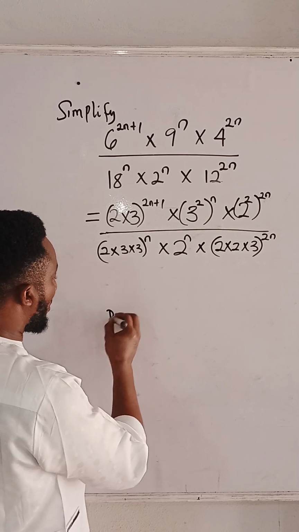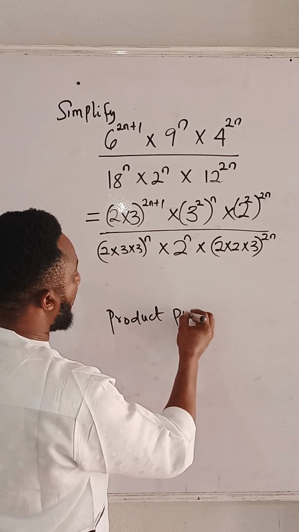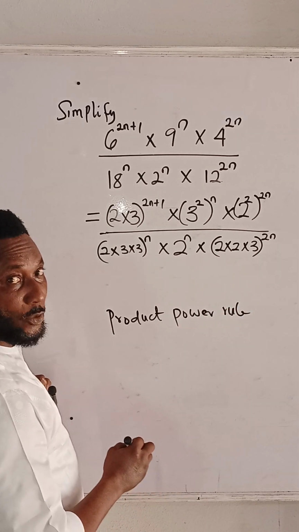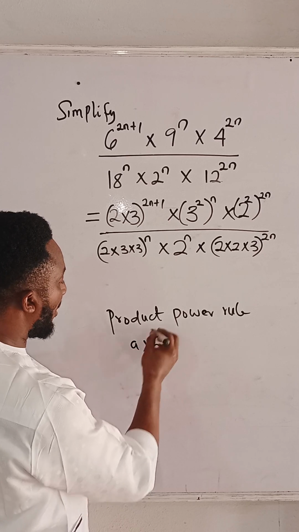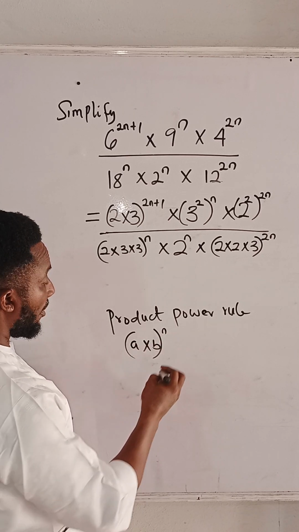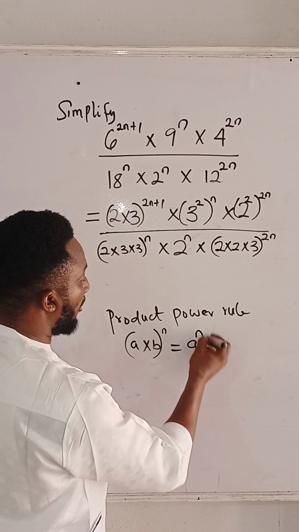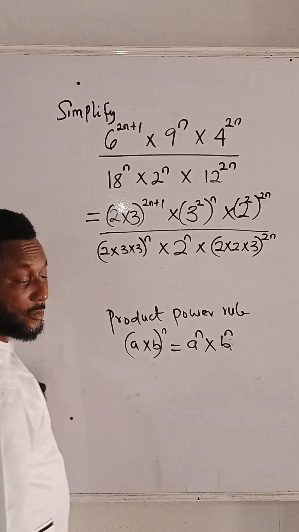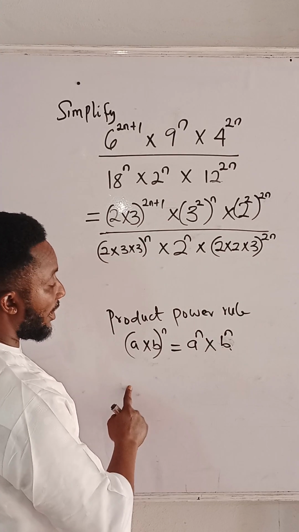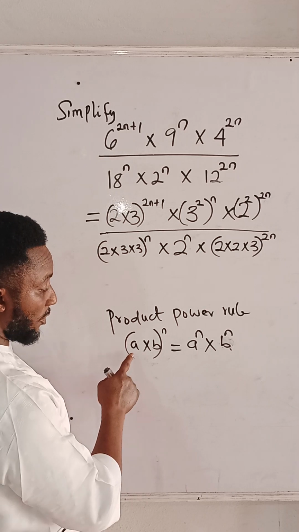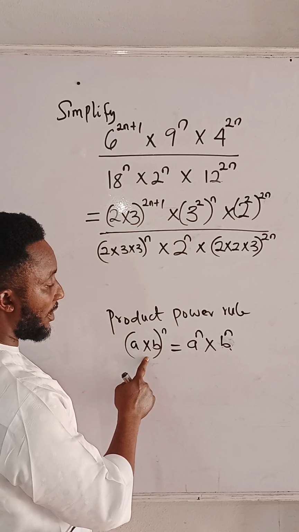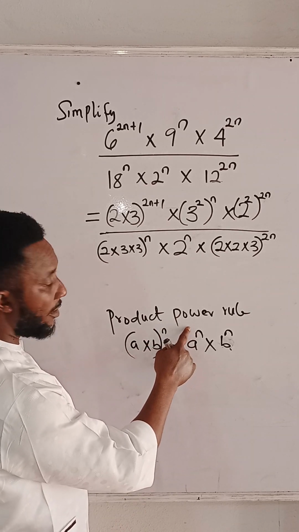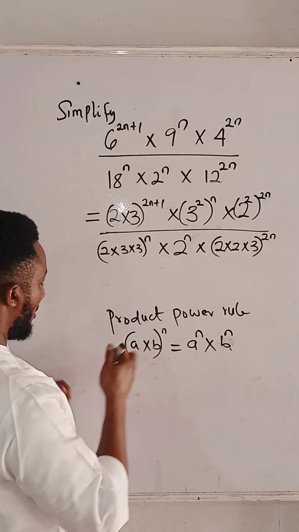We call it the product power rule. This is to say that if you have a product of two numbers raised to a power, it means that each individual number is going to be raised to the same power. So the product power rule is different from the power rule. As you can see here, A multiplied by B is raised to the power of n. This becomes A to the power of n multiplied by B to the power of n.